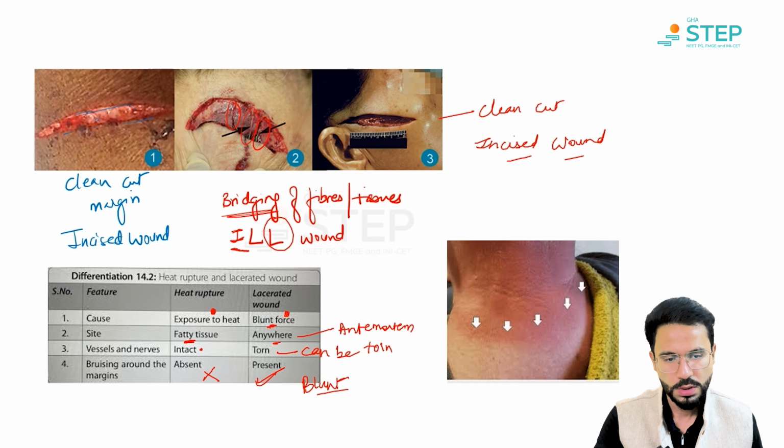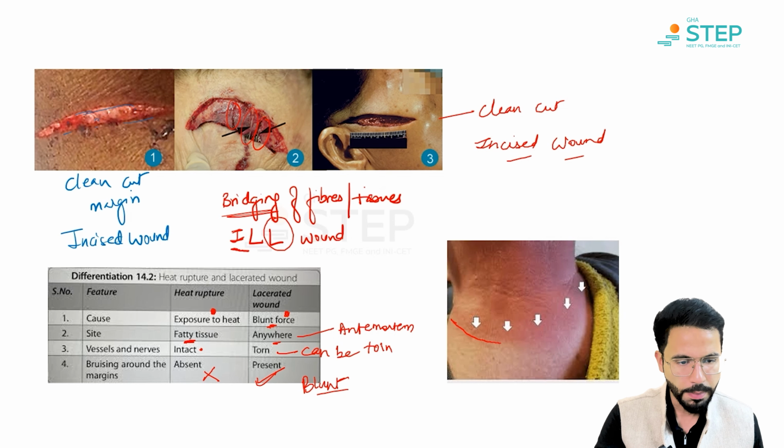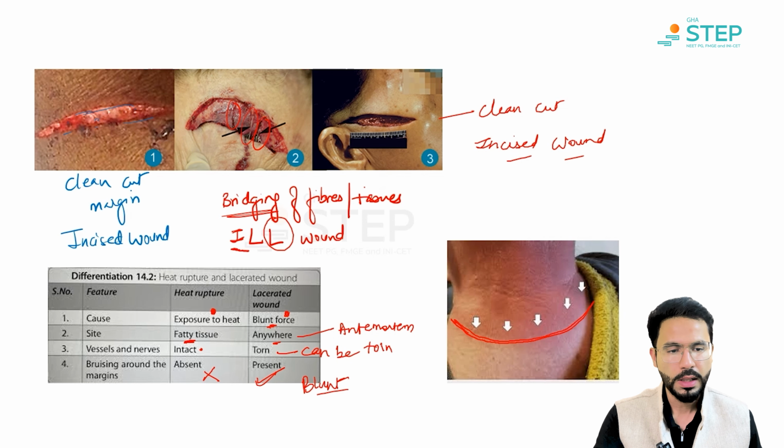And what is this image showing you here? Look at the pink part above and the pale part below. It is just showing you a red line of demarcation between the burnt and unburnt area.